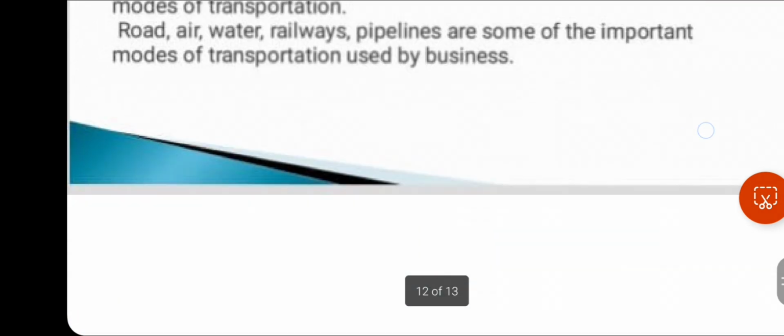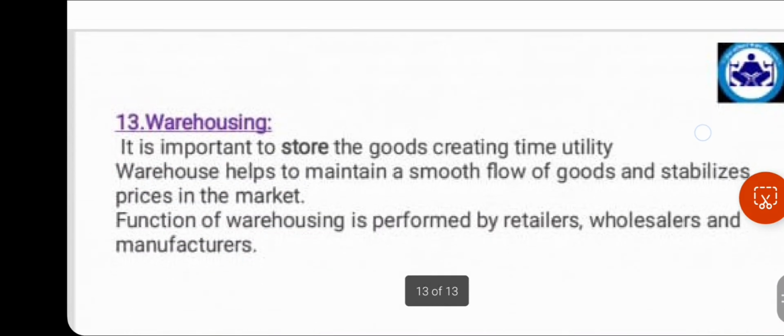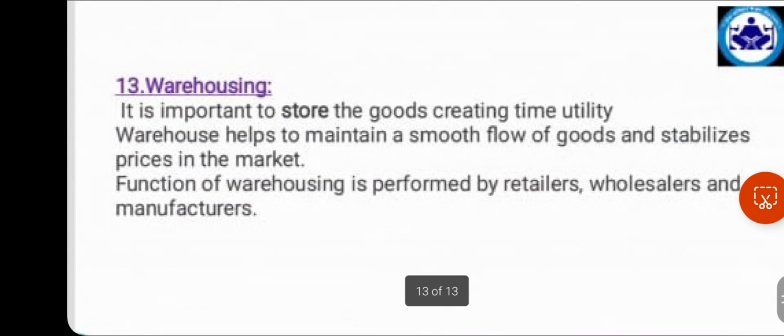This leads us to our next function, and that is warehousing. Warehousing refers to the storage and management of goods at a safe place to maintain smooth flow of goods. It helps in stabilization of prices of the products in the market. It creates time utility. Example, cold storage warehouse stores perishable goods like vegetables, fruits, dairy products, etc. Pharmaceutical warehouses store medicines and medical supplies, etc.